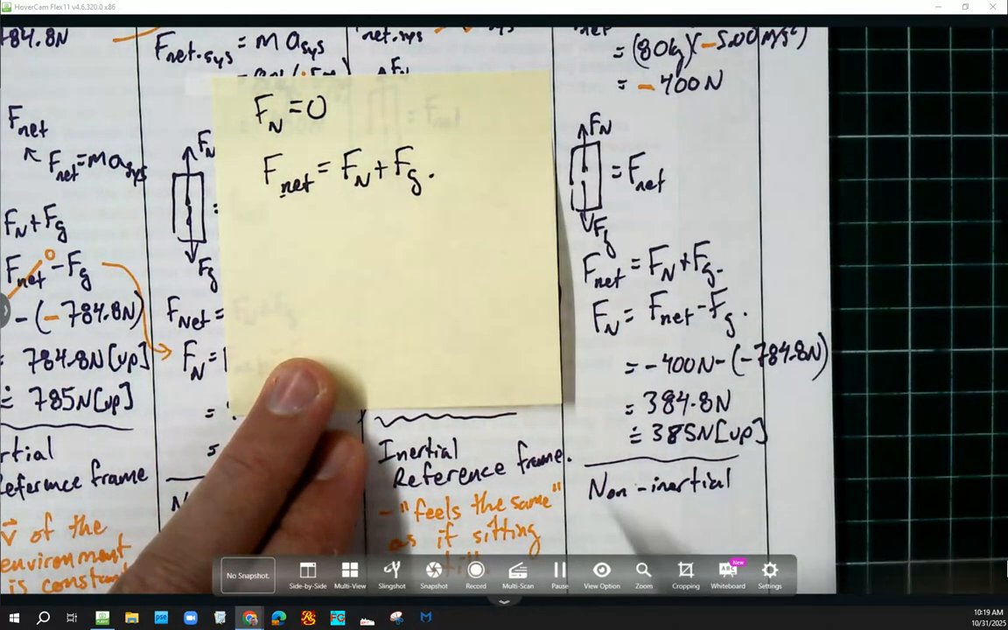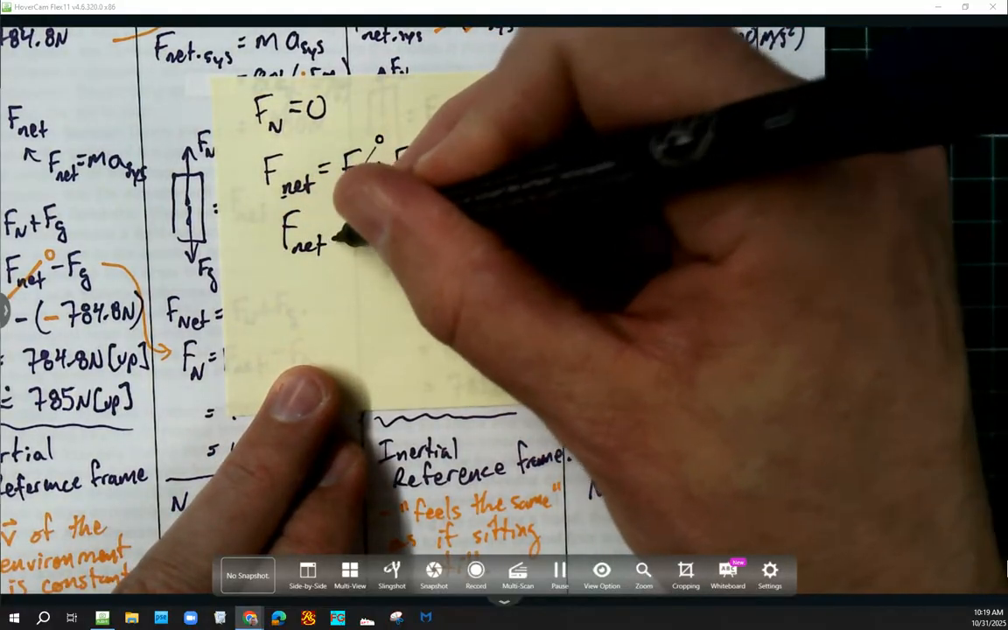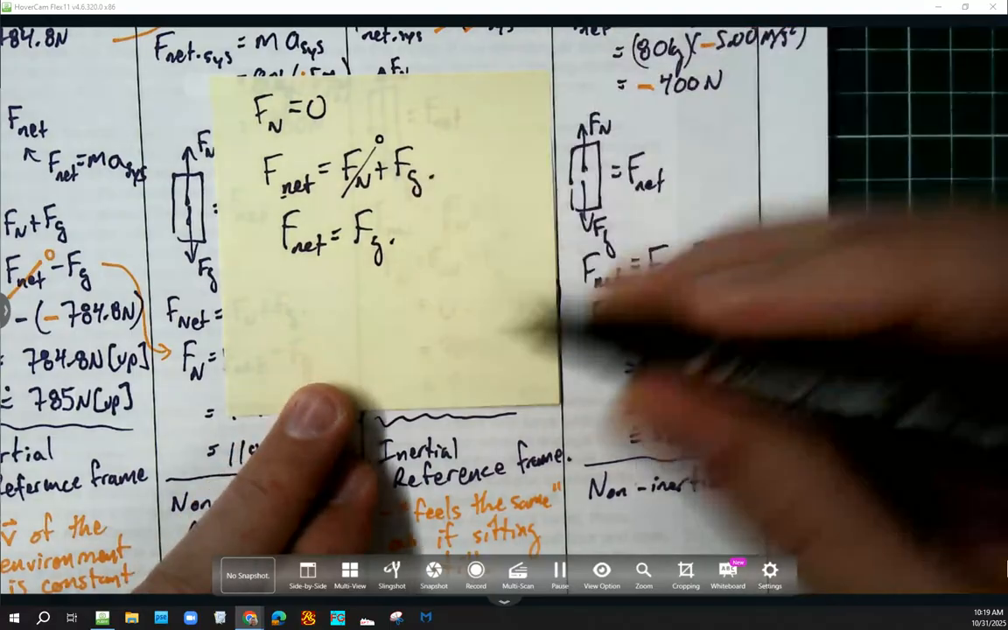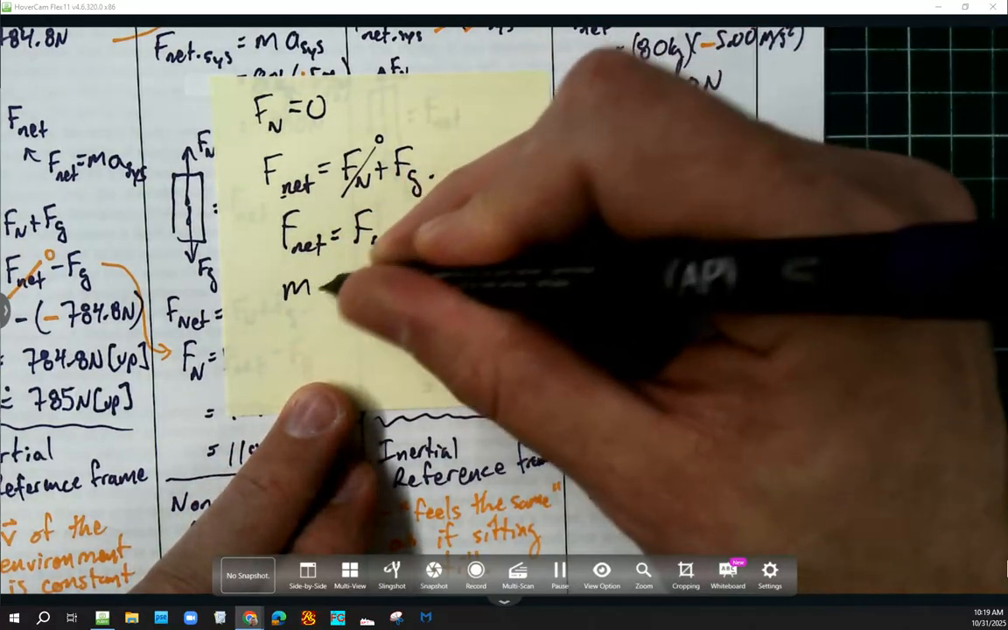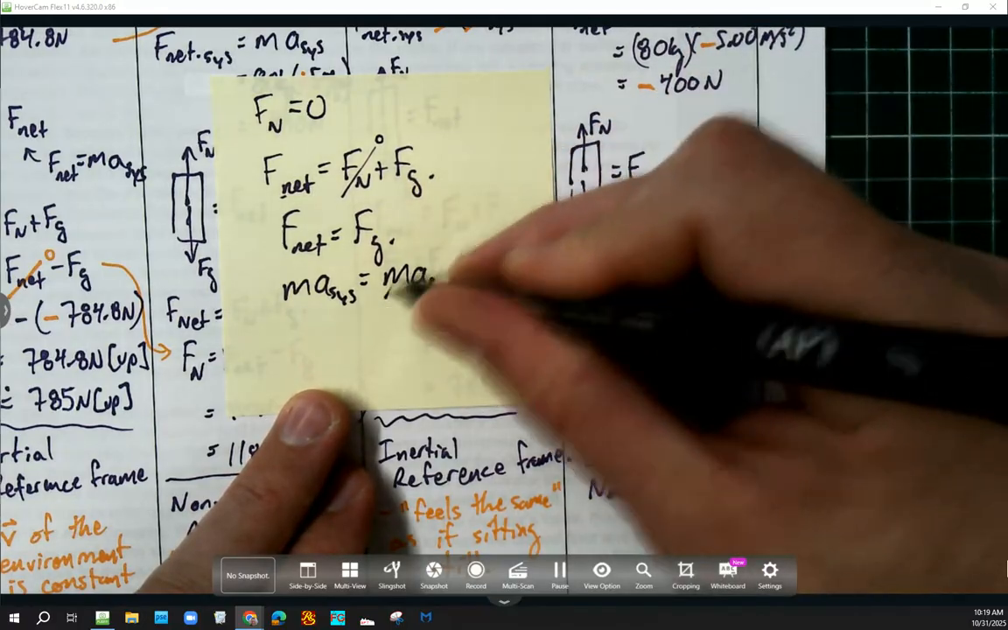But if I want the normal force to be 0, that's fine. Then that means that the F net is going to be equal to Fg. In other words, the mass times the acceleration of the system is going to be equal to the mass times the acceleration due to gravity. Notice the masses cancel out.